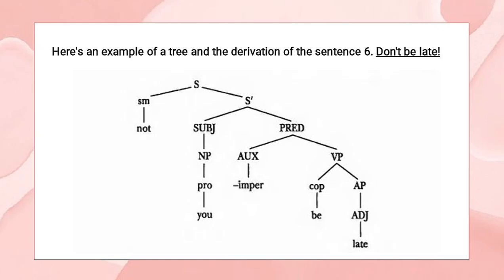So we have this sentence consists of sentence modifier not. The other sentence consists of the subject, noun phrase, pronoun you. And predicate consists of auxiliary and verb phrase. Auxiliary is imperative, and verb phrase consists of copula be and adjective phrase, adjective late. So in this tree, the you subject is present. And if we read this sentence, it is not you be late. So we will now apply the derivation rules to make this sentence don't be late.